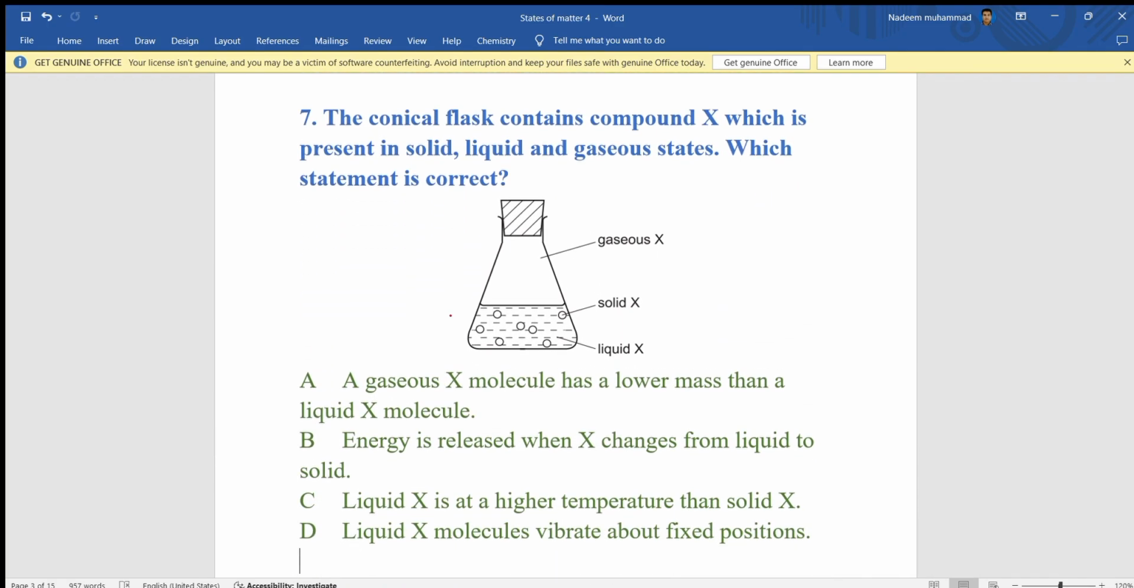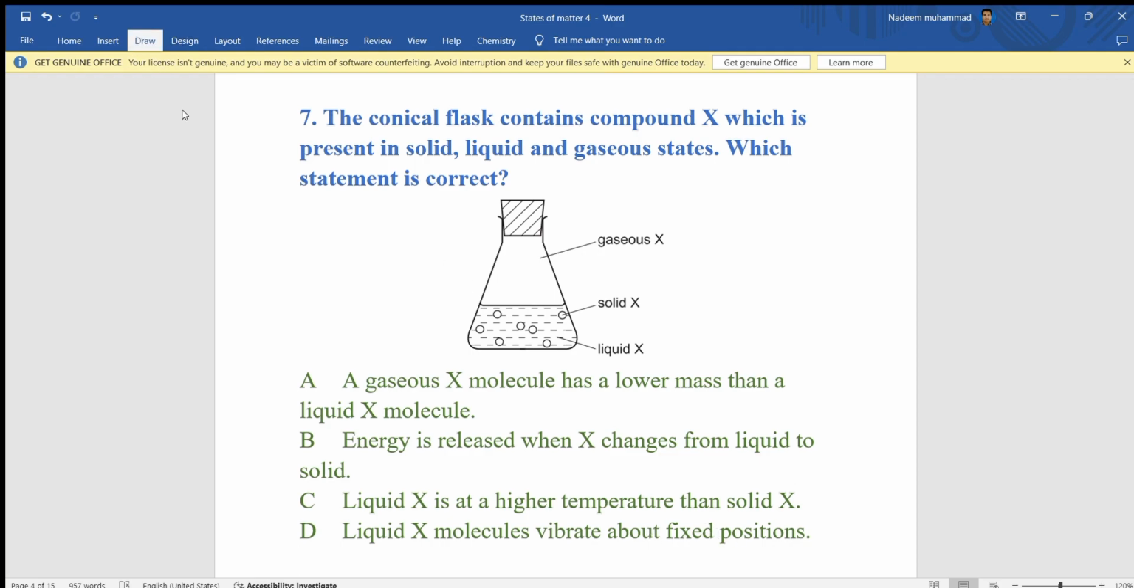The conical flask contains compound X, which is present in solid, liquid, and gaseous states. Which statement is correct? A, gaseous X molecule has lower mass than liquid X molecule. B, energy is released when X changes from liquid to solid. C, liquid X is at higher temperature than solid X. D, liquid X molecules vibrate at fixed positions.